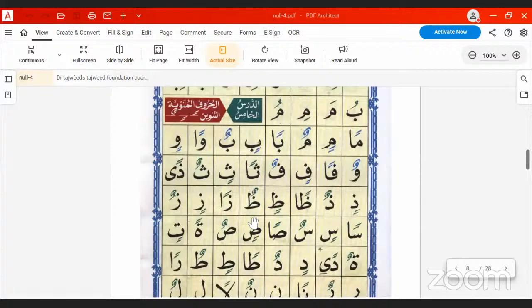If you see in the book Nurani Qaida, this is the 5th lesson. So here we have the fathatain, kasratain, dhammatain. Fathatain is a double fatha. Kasratain is a double kasra. Dhammatain is a double dhamma.